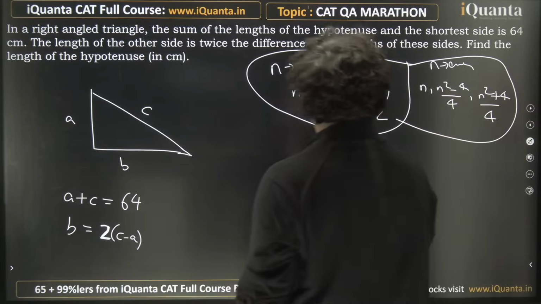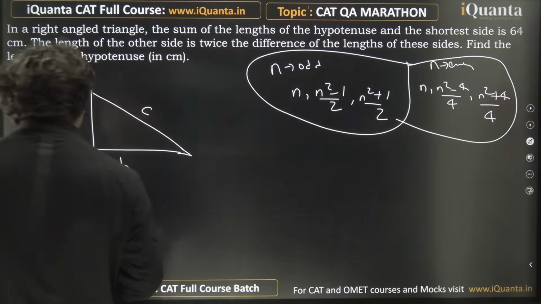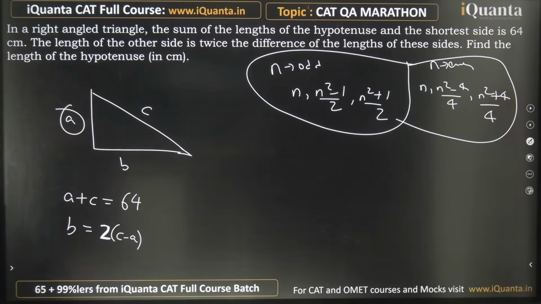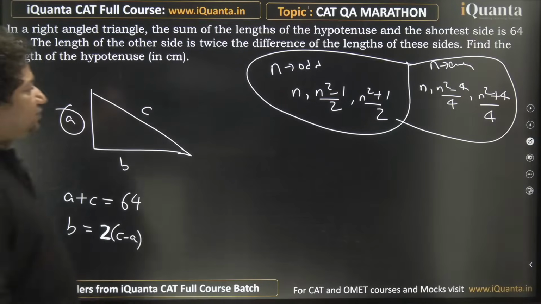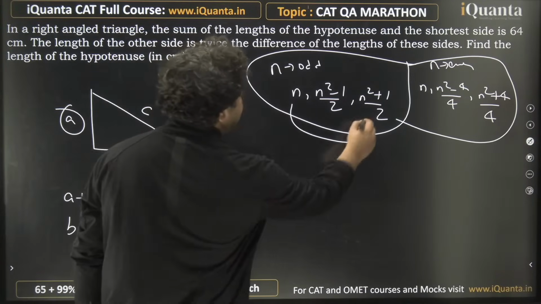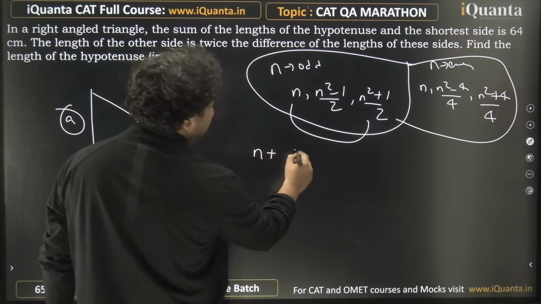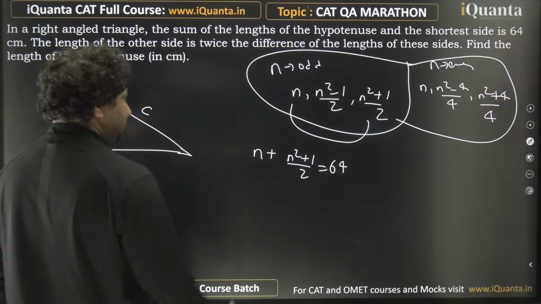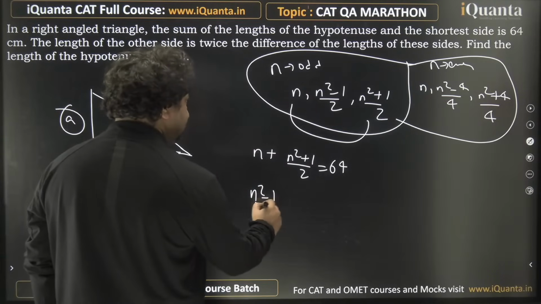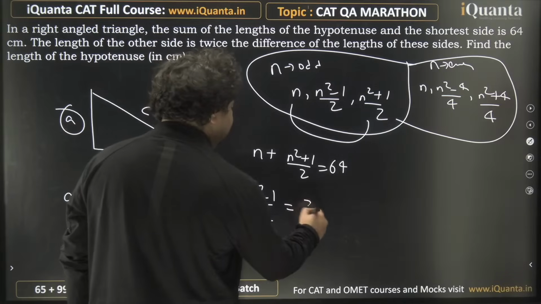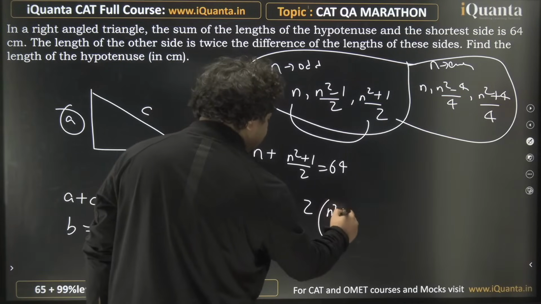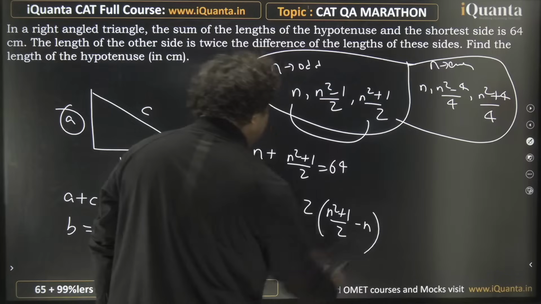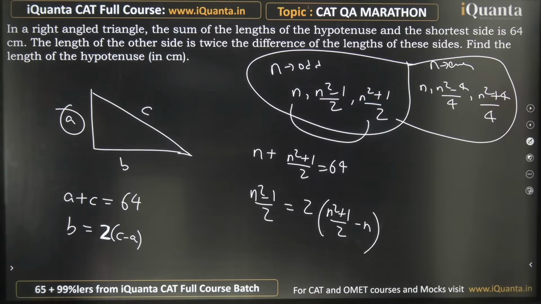We don't know what n is. So let us call that A is n only. It is odd or even, we are not yet sure. So we'll check for both the possibilities. Let us check for this one. The shortest side plus the longest side, the sum of these two is given as 64, and the middle term is nothing but 2 times their difference. Now we have two equations, only one variable, and we can solve it easily, right?